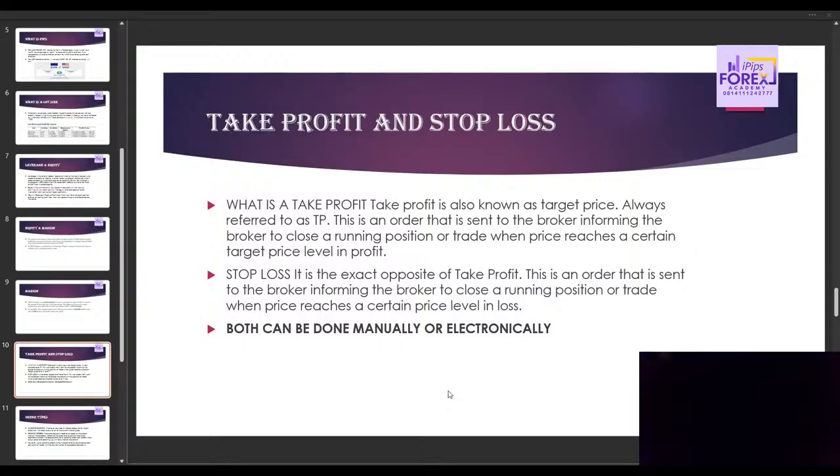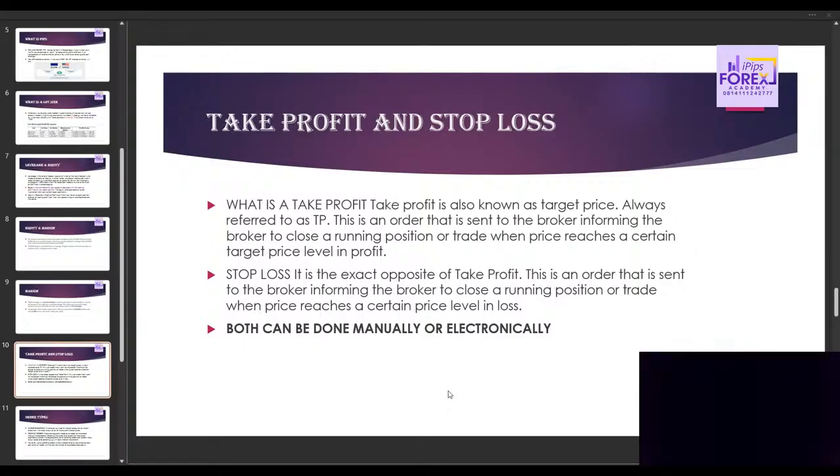Take profit, read it after me. Take profit. It means take your profit. Stop loss, stop your loss. So there is now something that when you want to place a trade, before you click buy or sell on MT5, you can input a price that says, hello broker, when my profit has reached this amount, then I am cool with it. Close this trade for me, even if I'm not there. That is what we call take profit.